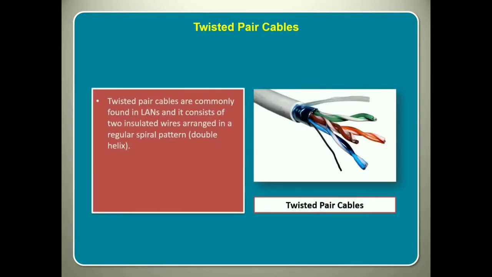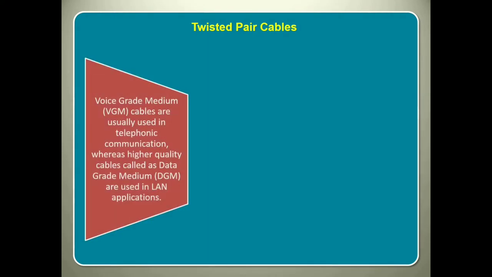Twisted pair cables are commonly found in LANs, and consist of two insulated wires arranged in a regular spiral pattern, a double helix. It is mostly found in modern Ethernet networks and in telephone communications in offices. Voice-grade medium or VGM cables are usually used in telephonic communication, whereas higher quality cables called data-grade medium or DGM are used in LAN applications.